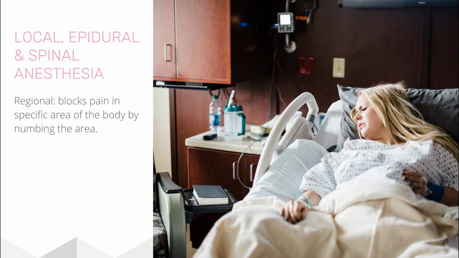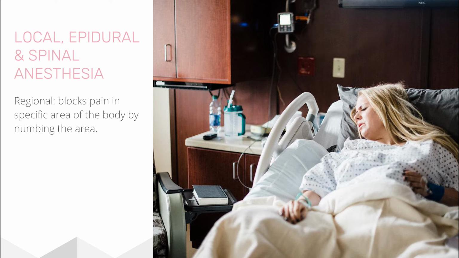Okay, so on to medications during labor. We're going to talk about local, epidural, and spinal anesthesia. So regional anesthesia blocks pain in the specific area of the body by numbing the area. So for the main medications during labor, there are two large groups or types. They are systemic and regional, and we just went over what regional means. Systemic affects your whole body and your baby. They are typically given in early stages of labor, so the medication has time to wear off of baby before delivery, and they were talked about in week 2.